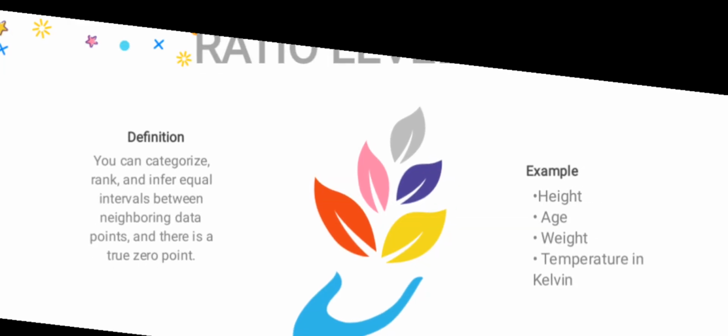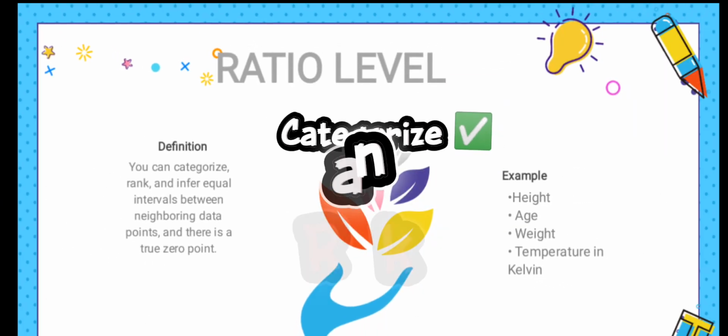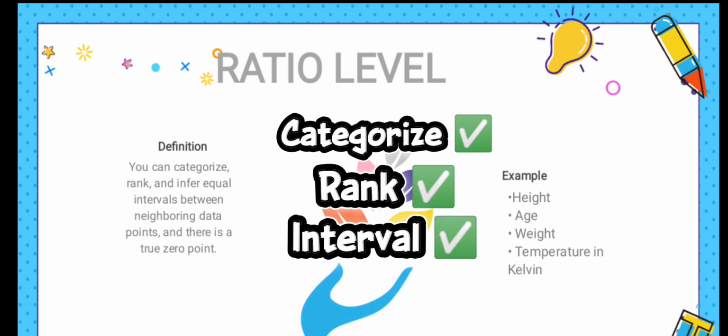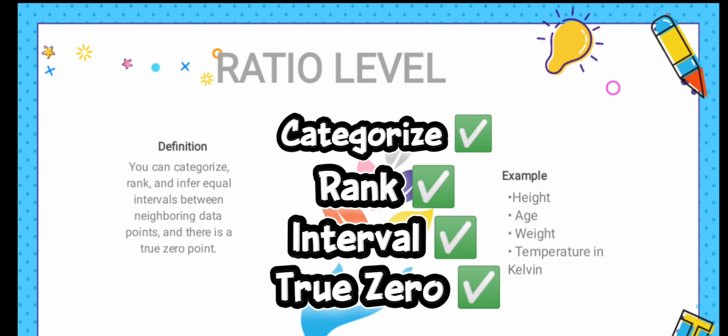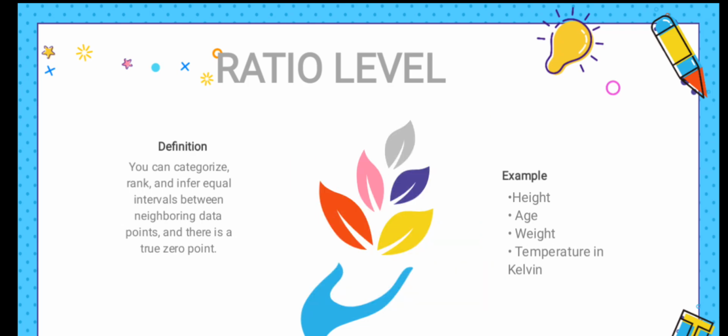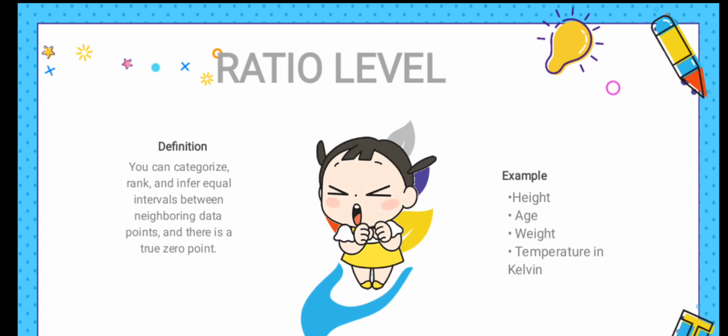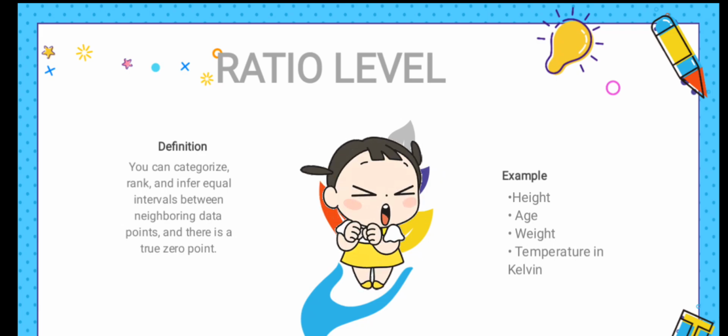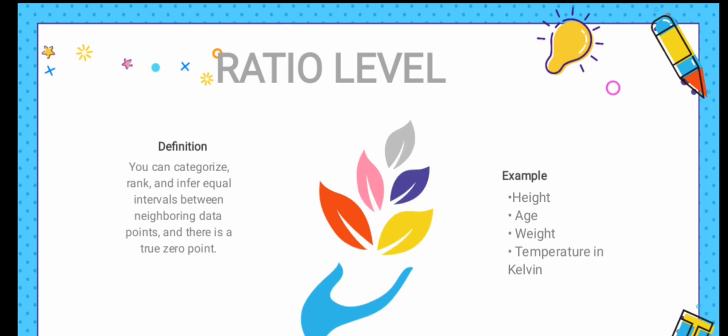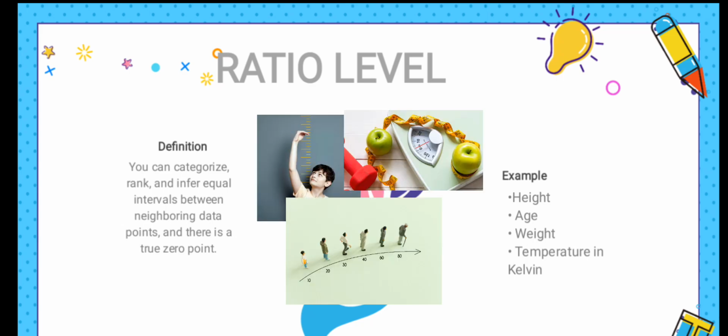In ratio level, you can now categorize, rank, and infer equal intervals between neighboring data points. And there is a true 0 point. A true 0 means there is an absence of the variable of interest. In ratio scales, 0 does mean an absolute lack of the variable. For example, in the Kelvin temperature scale, there are no negative degrees of temperature. 0 means an absolute lack of thermal energy. Examples of ratio scales: your height, age, weight, and the temperature in Kelvin.